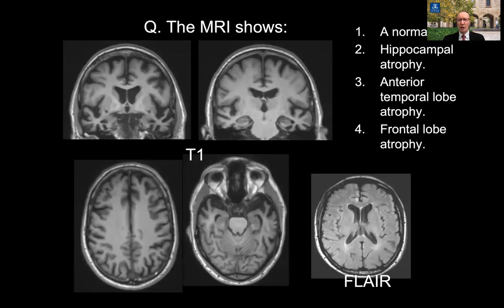So here's the MRI with the questions. I'll just move myself a little bit. And the questions are: the MRI shows a normal brain, hippocampal atrophy, anterior temporal lobe atrophy, frontal lobe atrophy. Which of these is correct? Could be more than one. I'll give you 30 seconds to have a look at the MRI.